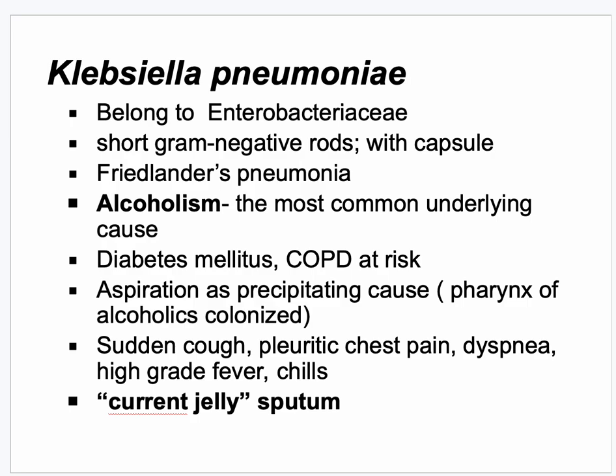So, Klebsiella belongs to your Enterobacteriaceae. They are short gram-negative rods with capsule, causing Friedlander's pneumonia. So, alcoholism is the most common underlying cause. It can also be seen in patients with diabetes and COPD. They are very at risk. Aspiration is the precipitating cause; the pharynx of alcoholics is colonized.